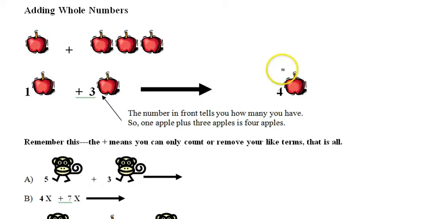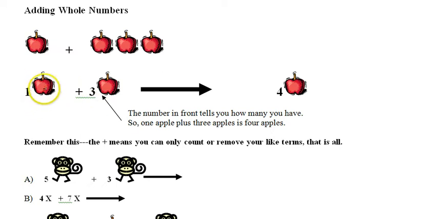Alright, adding whole numbers. Addition basically starts from what we did in first grade. It doesn't really get much more than that. If you have one apple plus three apples, you get four apples. We put numbers in front of stuff in order to tell us the value of our quantity, the number of those items that we have.